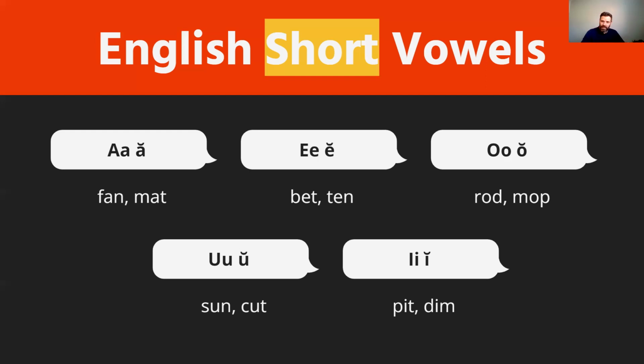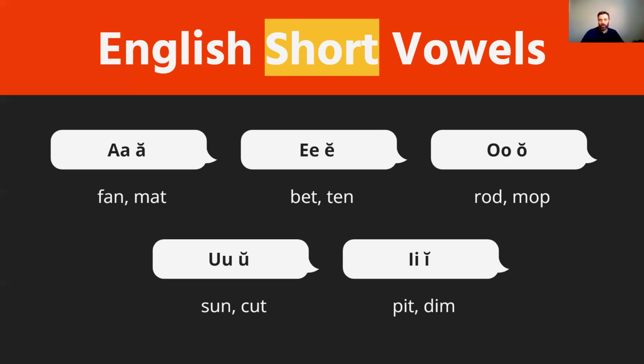Now the short E sound is higher up, okay, in the mouth, but it's still near the front of the mouth, and we get eh, eh. Words like bet and ten use that eh sound.